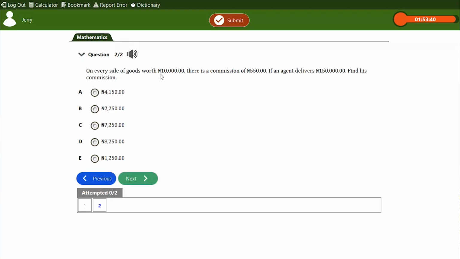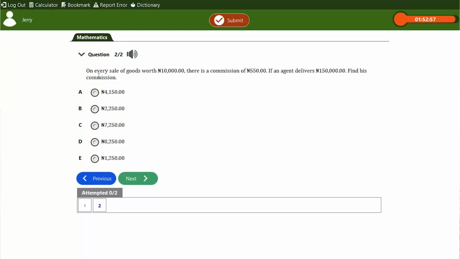All right. So the next one, let's look at the next one. You say on every sale of goods worth 10,000 naira, there is a commission of 550 naira. Now, this is not percentage, this is straight up. Now, the question is, if an agent delivers 150,000 naira, find his commission. This is quite technical, but simple.